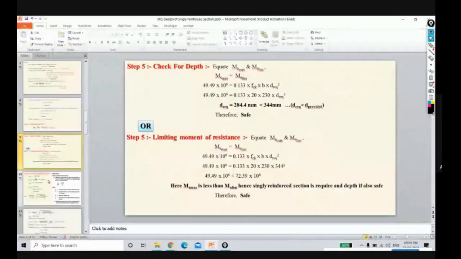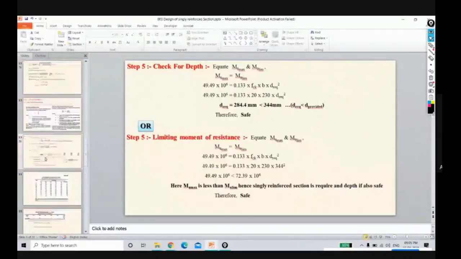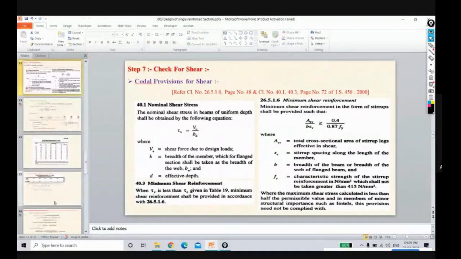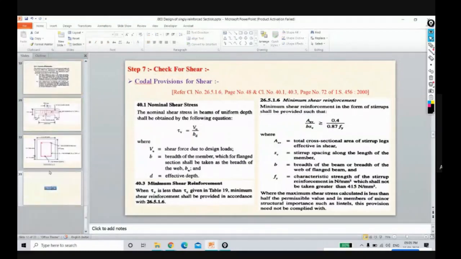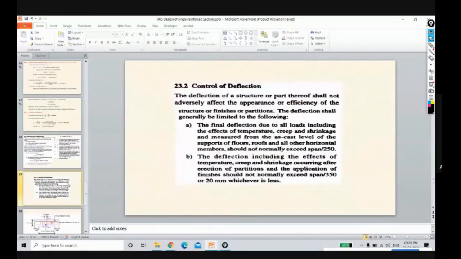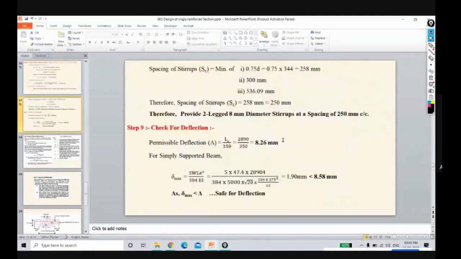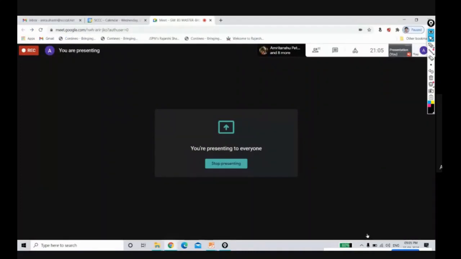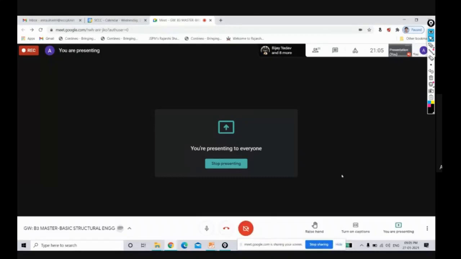Actually, the most important thing is to consider shear reinforcement, whether that shear reinforcement is required or not. That is most important. And then deflection check, that we will see tomorrow. But yes, before that, if any doubt, we will discuss, because 9 is also there.